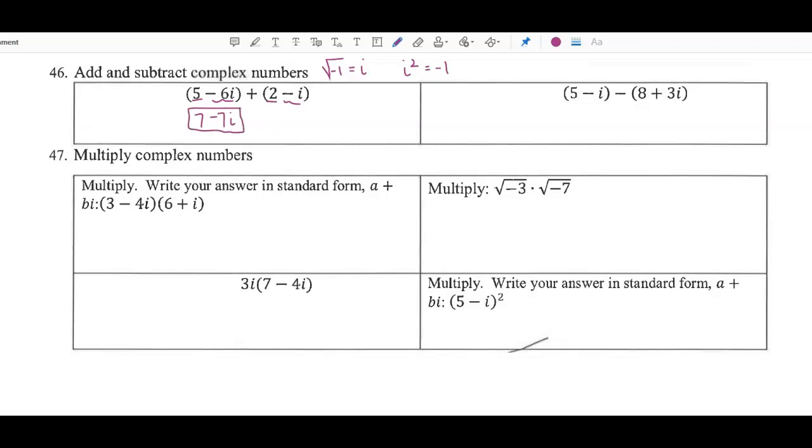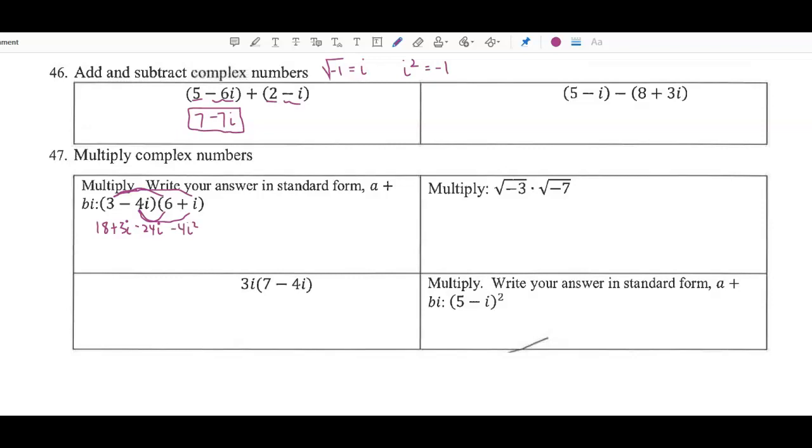However, if we have something like this, then we're actually multiplying these together. So you're still foiling them the same way that we have done with other types of variables. So let's start there. So 6 times 3 is 18. And then 3 times i is 3i. And negative 4i times 6 is minus 24i. And then negative 4i times i is negative 4i squared.